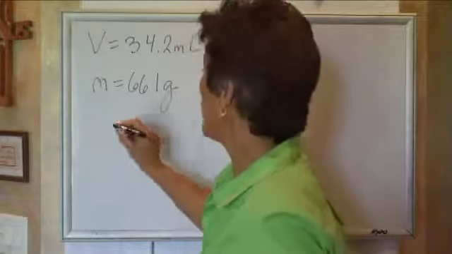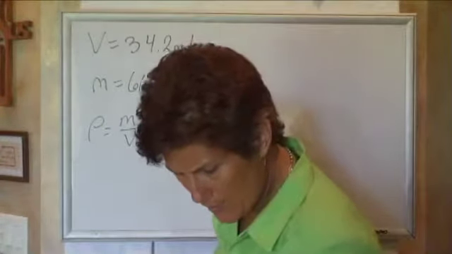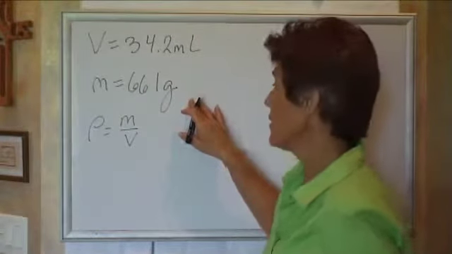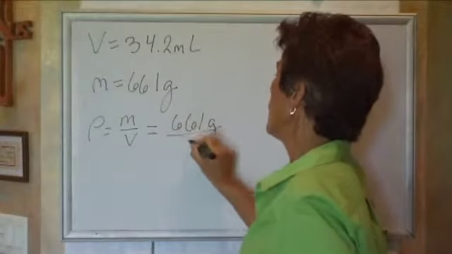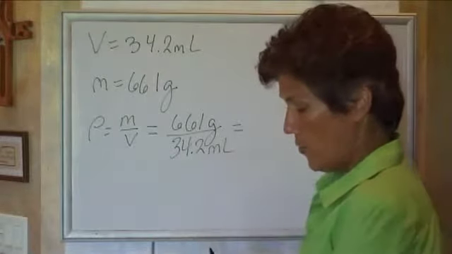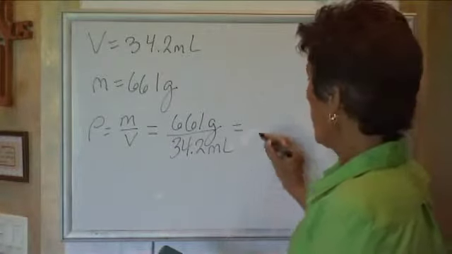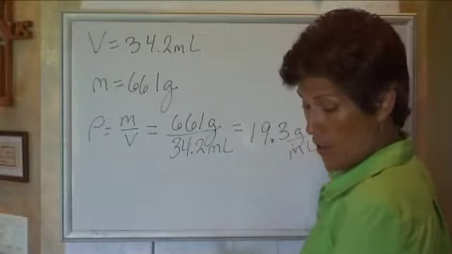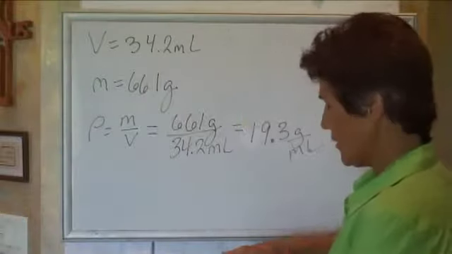grams. Now we want to know what the density is, mass over volume. And he gives us the density in grams per mil. Well, that's convenient because this is already in grams per mil, isn't it? So let's just go ahead and plug in. So we have 661 grams per 34.2 mils. And so 661 divided by 34.2 gives me 19.3 grams per mil. Is it gold? Yes, it's gold. So that would be your answer on that one.